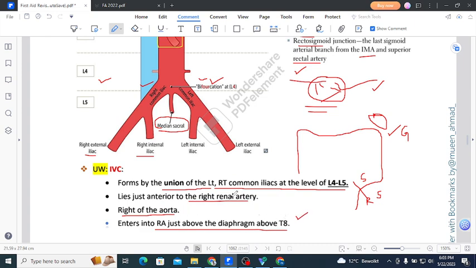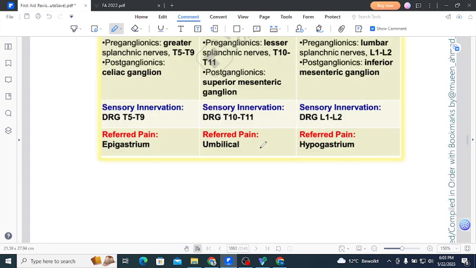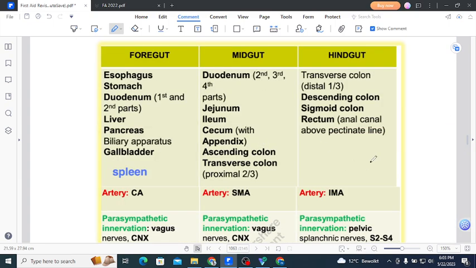So it is entering the diaphragm at the level of T8. Okay. Then we have the next point, that is about the foregut, midgut, and hindgut. I guess this table is also taken from the 100 anatomy points. Those videos will be uploaded soon, inshallah.